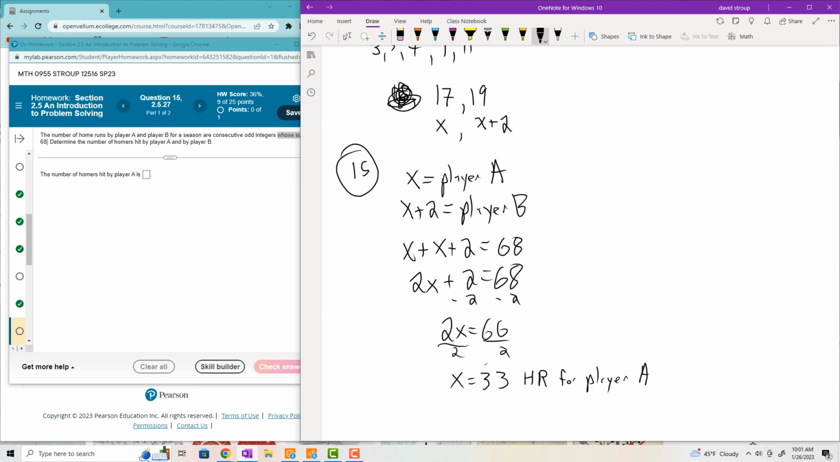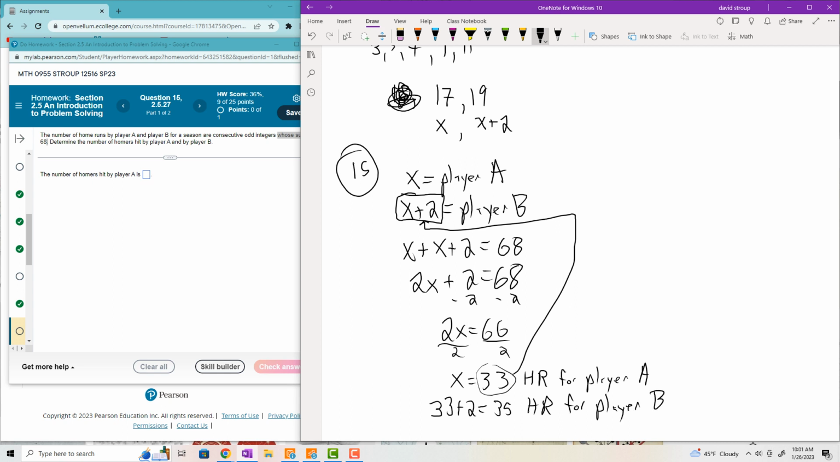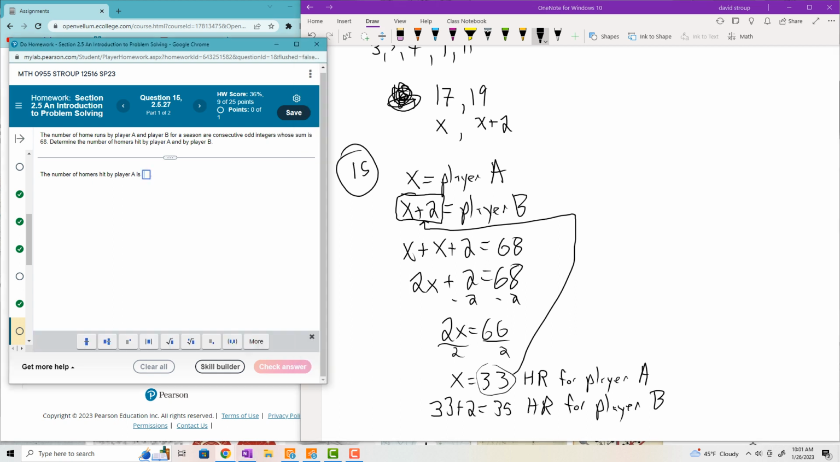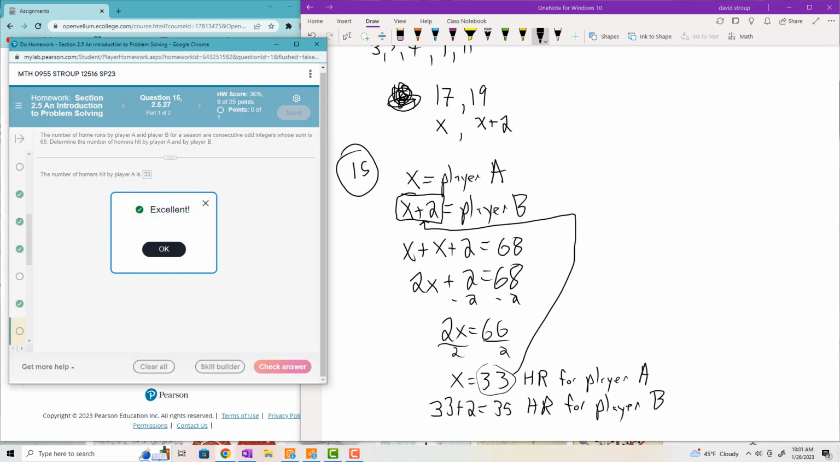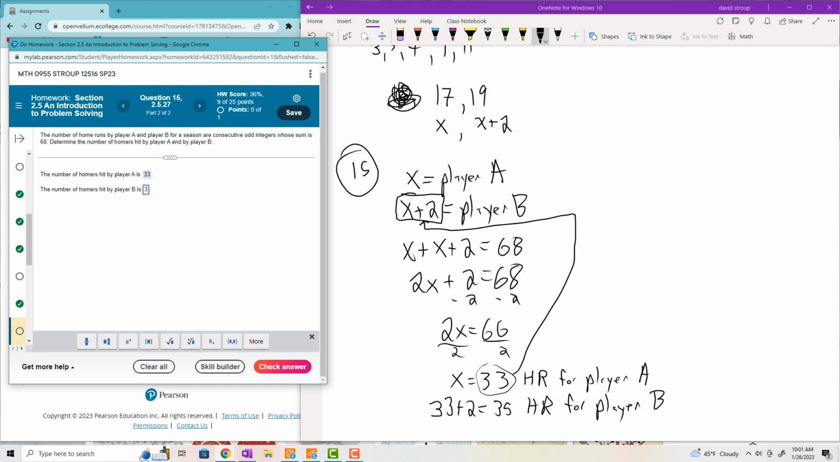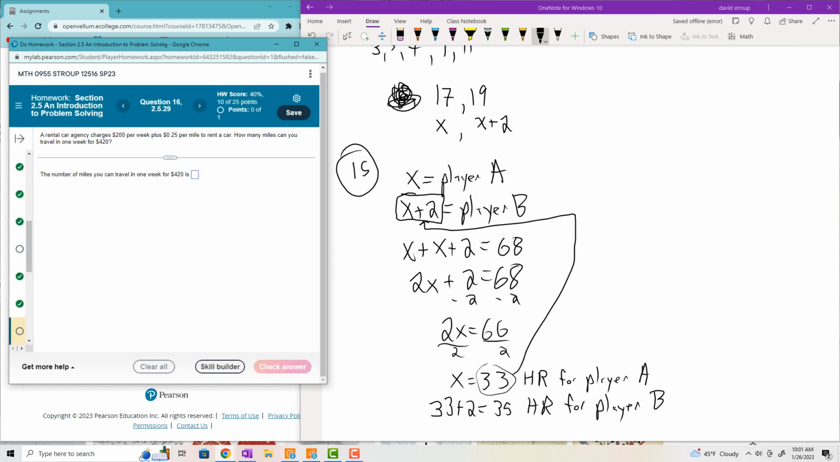And again, you're doing a back substitution to get player B's home runs, right? So you're just plugging in your value for X into that next equation. So it's going to be 33 plus 2, which is 35 home runs for player B. That's a lot of home runs. Okay, so player A is getting 33. Player B, 35. Okay, great.